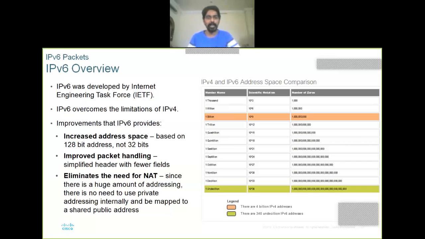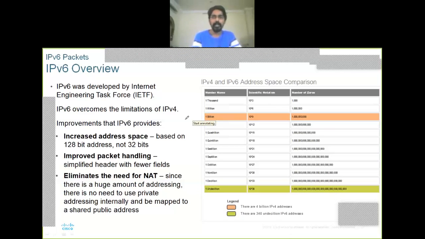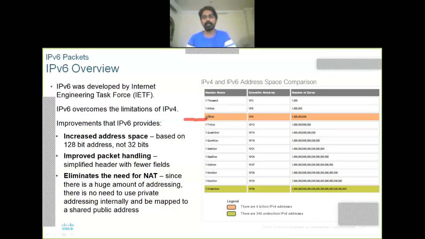It improves packet handling. So observe this table. This is the limitation of the IPv4 address. IPv4 can support up to 10 to the power of 9, that is, about 1 billion addresses only. After that, it won't support anything. That is the limitation of IPv4.